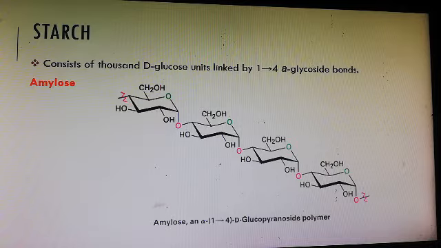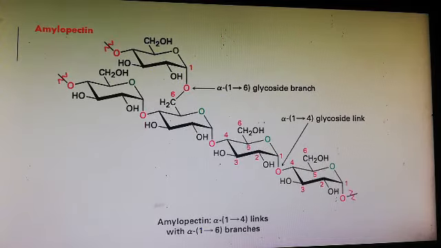So, amylose accounts for about 20% by weight of starch and consists of several hundred glucose molecules linked together by 1 to 4 alpha-glycoside bonds. Meanwhile, our amylopectin accounts for the remaining 80% of starch and is more complex in structure than amylose.